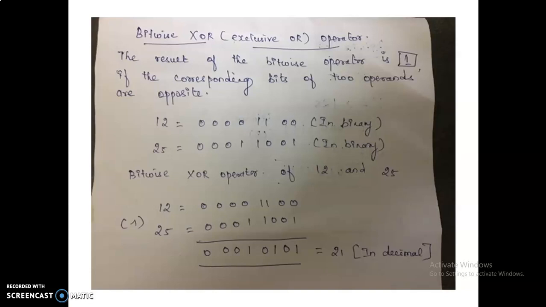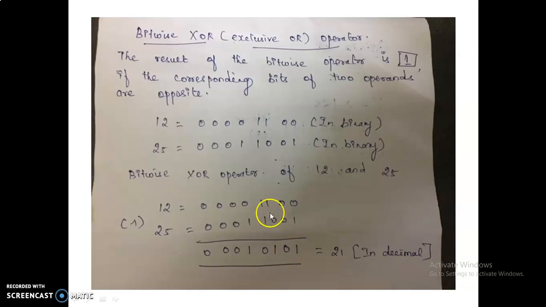For the same example, I chose 12 and 25. This is the binary representation of 12. This is the binary representation of 25. Here 0, 1. The two bits are different. This is 0, this is 1. So the output result will be 1. In exclusive OR, if both the bits are the same, the result will be 0.